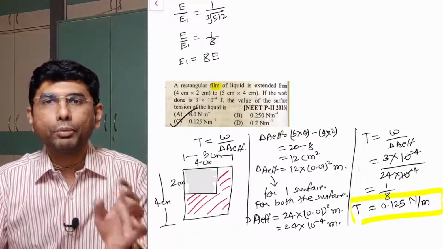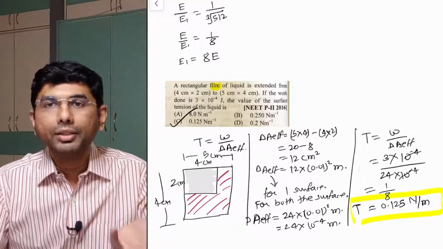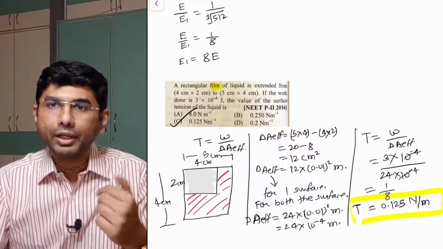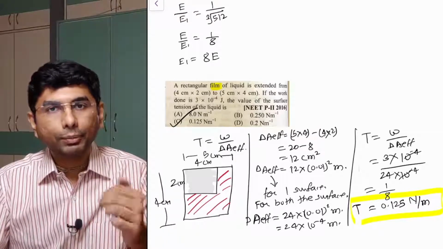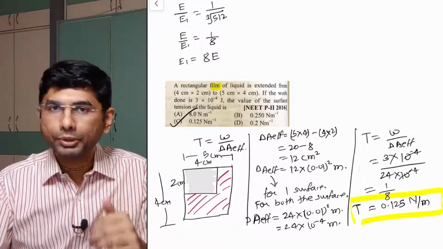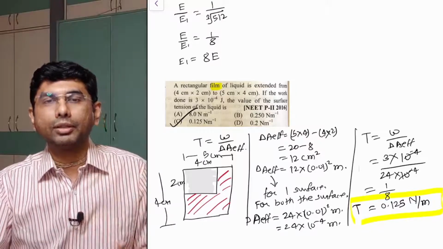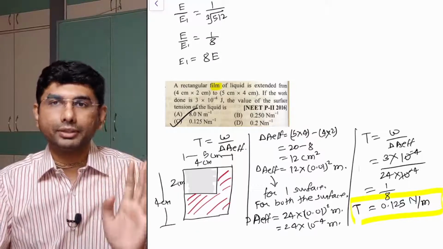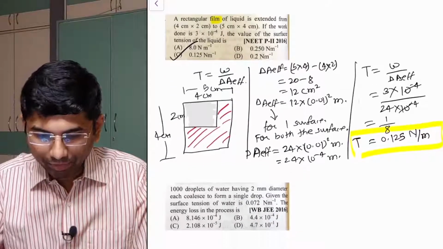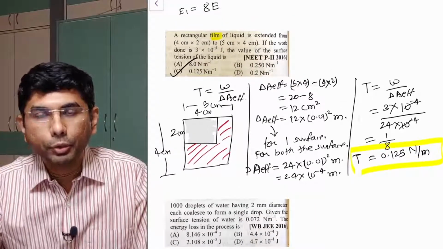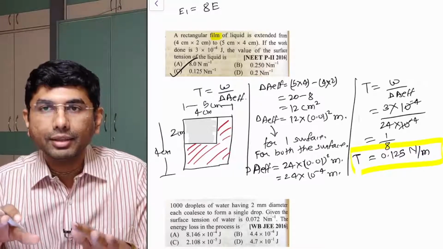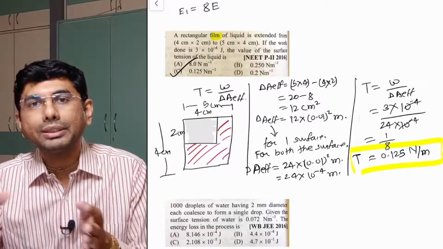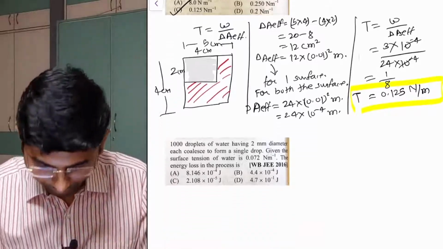The formula is the same everywhere. We can find out the formula on our fingers. The formula is very simple. T is equal to work done upon change in area. T is equal to energy upon area. T is equal to change in energy upon change in area, or T is equal to force upon length. These are the only formulae we have to deal with when dealing with surface energy and surface tension. But there is some mathematical thinking we need, that is how to find out area. There we need our intelligence. It's general common sense we need to use to find out how much change is happening in the area. Okay, next question.